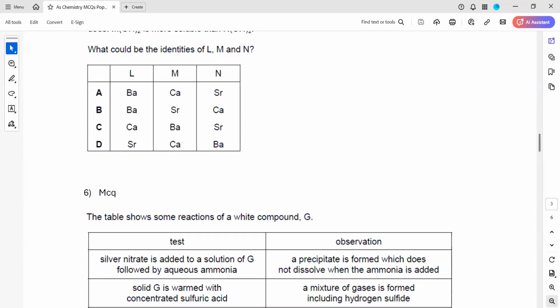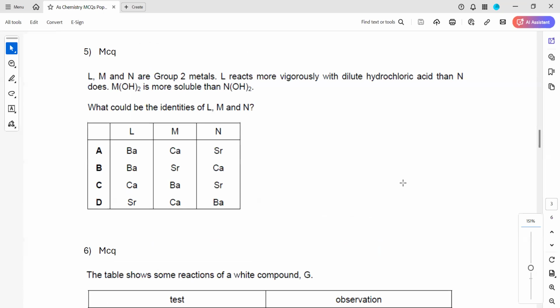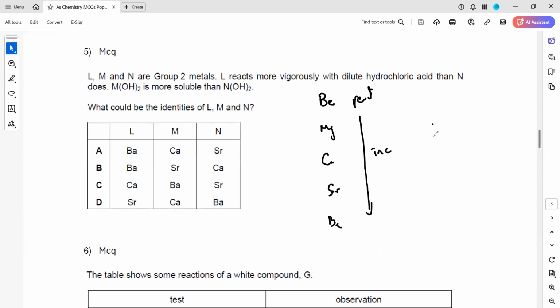Question 5 and 6, any doubt? In question 5, remember the reactivity as we go down the group increases. Like we have beryllium, then magnesium, calcium, strontium, and barium. As we go down, what will happen to the reactivity? The reactivity increases. When we compare the solubility of their hydroxides, that also increases, it becomes more soluble.